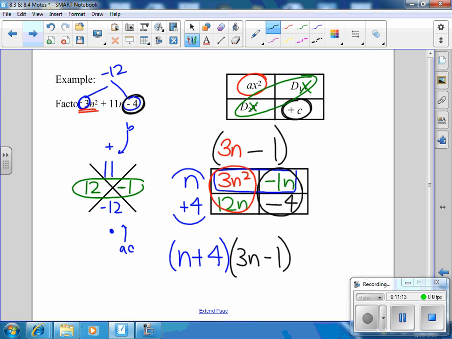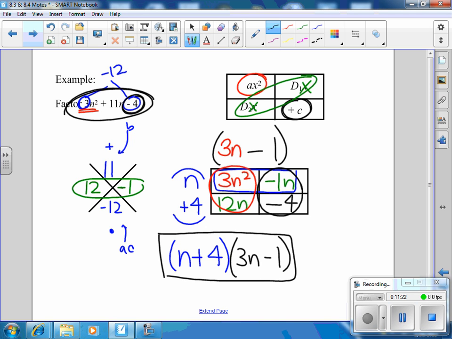And we can always check this to make sure that it's right by double distributing. If we say this is our answer, we should be able to multiply it back together to get the thing we started with. So if we do that, we get 3n squared minus n plus 12n minus 4. And you can see if you combine these two like terms right here, you will end up with positive 11 n's, which is what our problem gave us in the beginning. So let's do one more together.